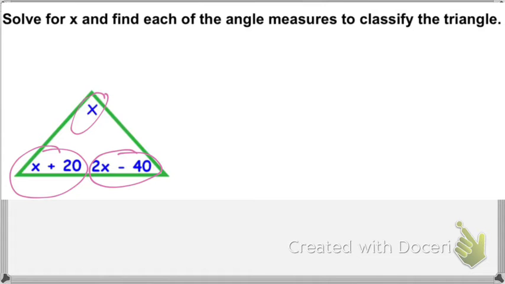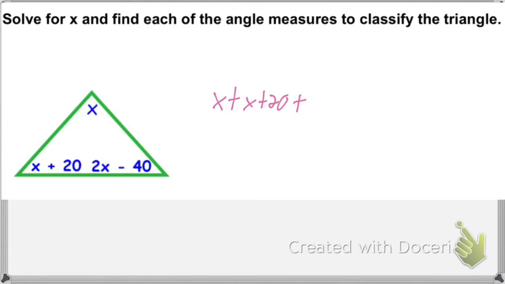Okay, Kelly, go ahead. Add them all together equals 180. Very good. We'll add them all together and set them equal to 180, because all three angles of a triangle add up to 180 degrees. So if we add up all three of these angles of the triangle, we should get 180 degrees. Any questions on that setup?